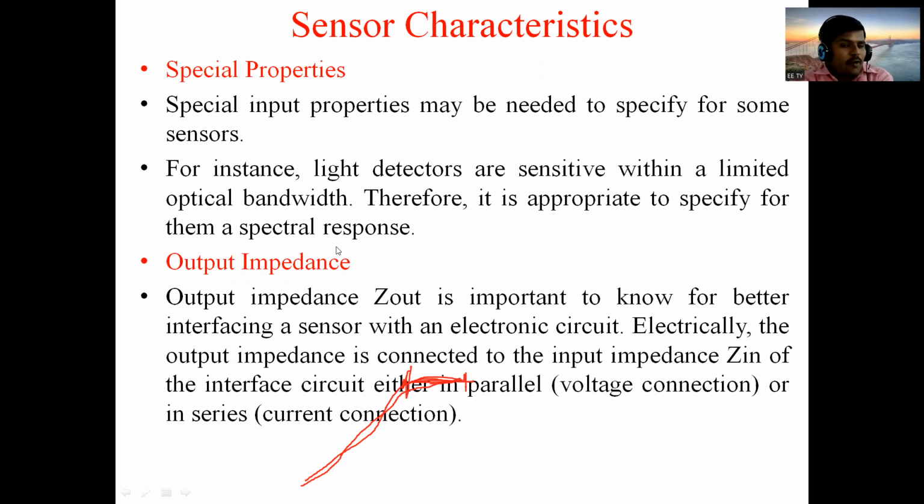Electrically, output impedance is connected to the input impedance Z in of the interface circuit, either in parallel, that is voltage connection, or in series, that is current connection. You should know the resistance, the impedance of the sensor output, and how it is interfaced or where it is connected.